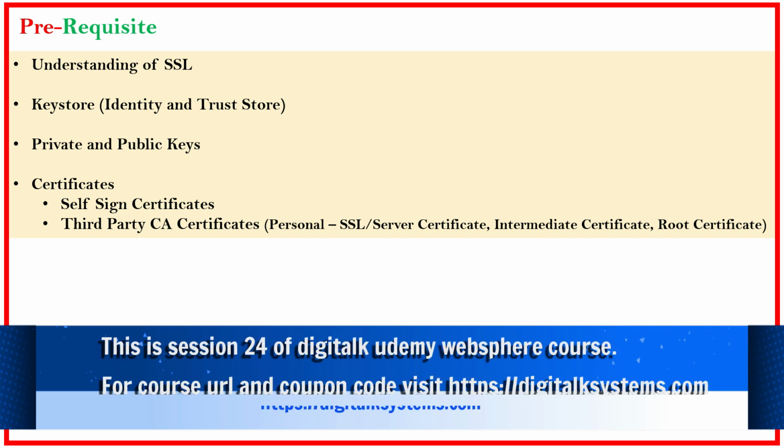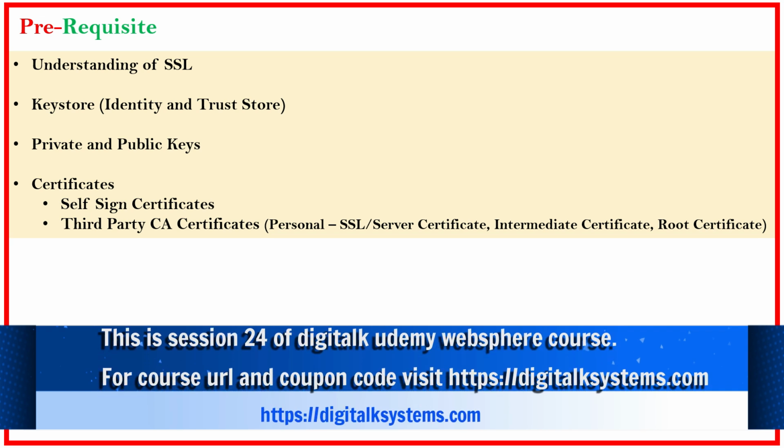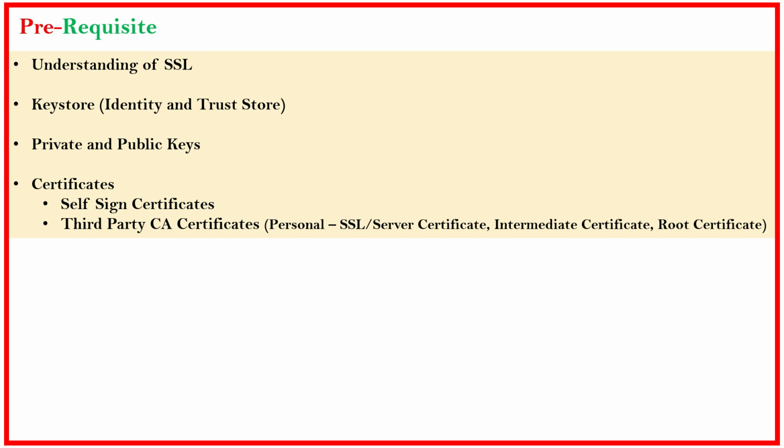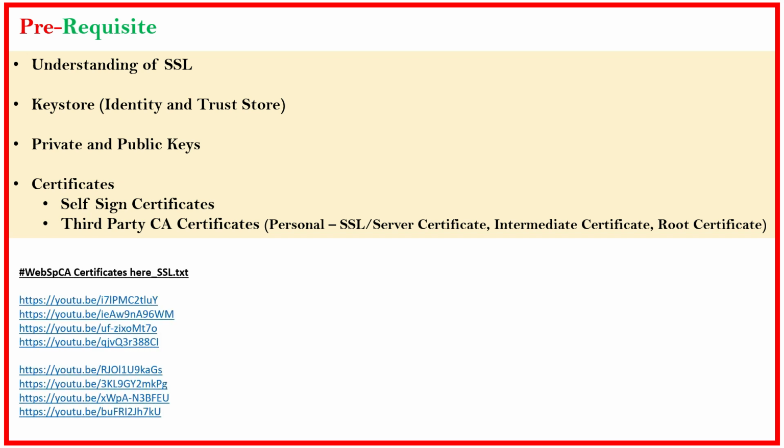Now, the prerequisite for SSL configuration is, first, a basic understanding of SSL. What exactly is SSL? Why do we configure it? Then we have different kinds of key stores, and the main ones are the identity and trust stores. Then we have public and private keys. Then we have different kinds of certificates. This we have covered in the IHS session as well. We have two main kinds of certificates, the self-signed certificate and the third-party certificates, which we use based on our requirements when we configure the application.